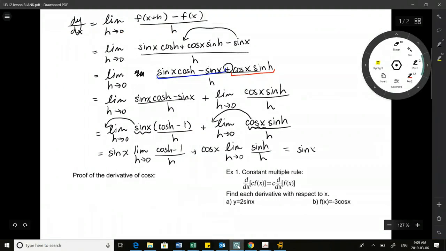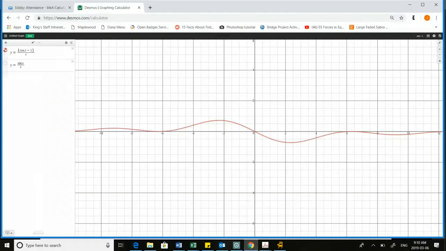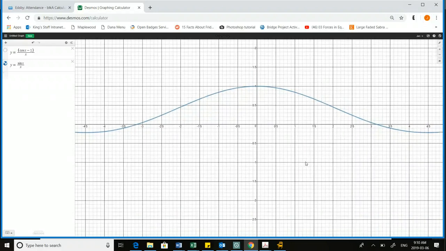So we'll have sine x times 0. And then here, cos x, I want to know what the limit of sine h over h is approaching as the h value approaches 0. I'm using x's in Desmos because it doesn't let me use h's. Looking at the graph of sine x over x, or in our case sine h over h, we are looking for what y value is being approached as the x values approach 0, coming from both sides.